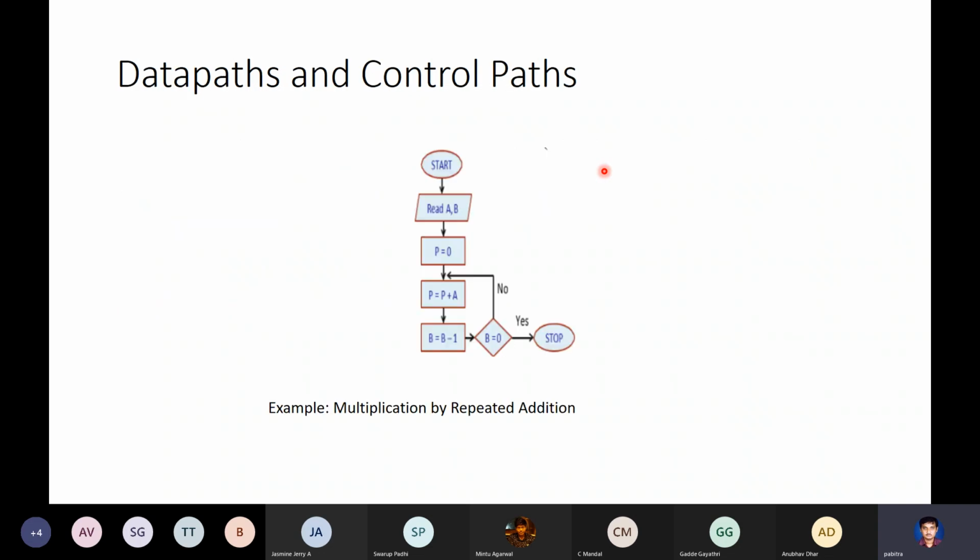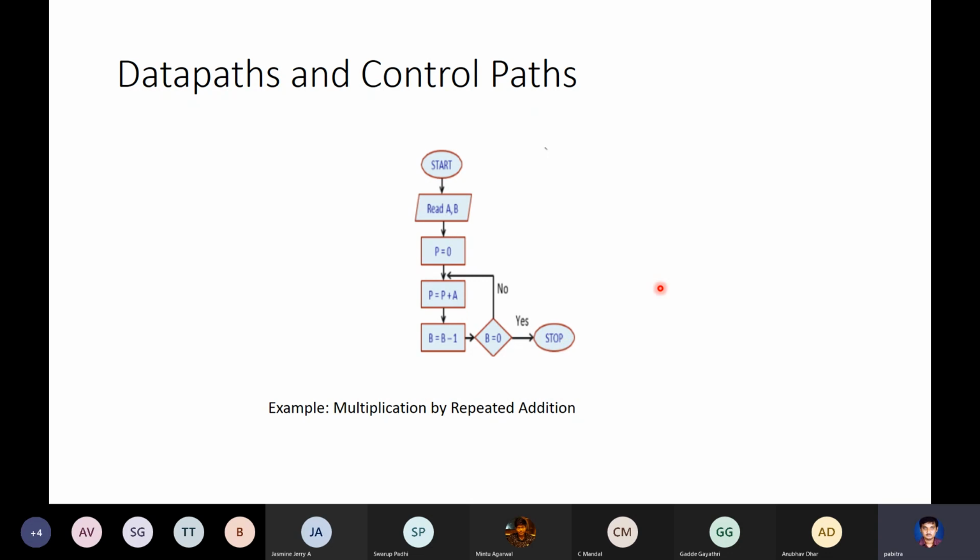So let's take a simple example to explain. This is a simple flowchart to compute the product of two numbers A and B by repeatedly adding them. We want to compute A times B. P contains the product. You initialize P to 0 and then keep on accumulating P equal to P plus A, B number of times. So how do you do that? You decrement B every time till B becomes 0 and add P equal to P plus A. So basically P will store A times B after this, and then you stop.